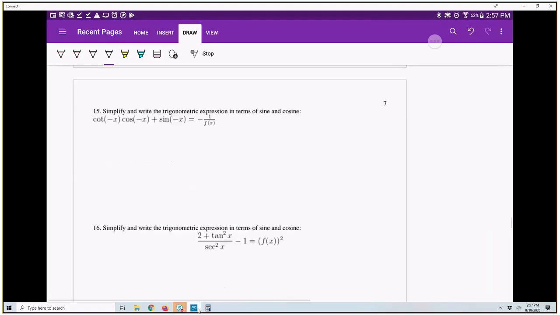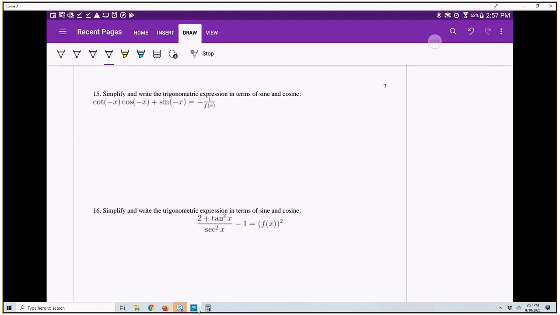Number 15. Simplify and write the trigonometric expression in terms of a sine and cosine. So I can only have sine and cosine in it. So we're going to say cotangent of negative x. Remember, odd function means it is minus cotangent of x. Cosine of negative x is even, so it is cosine of x. And then finally we have sine of negative x.